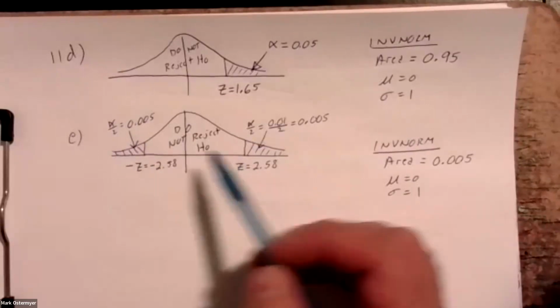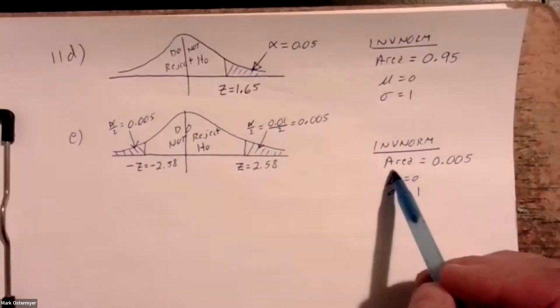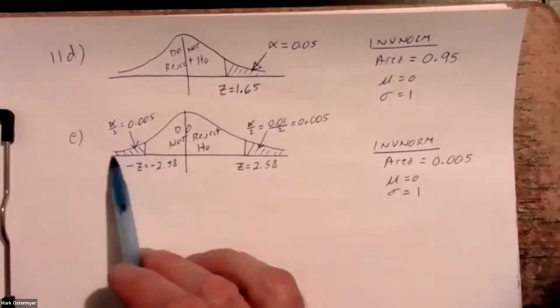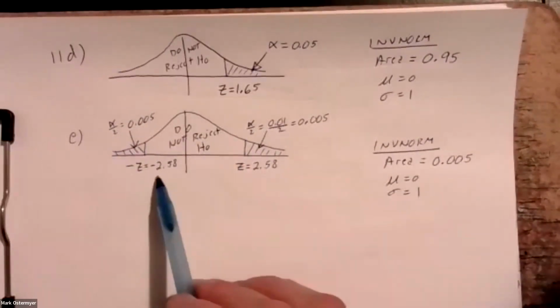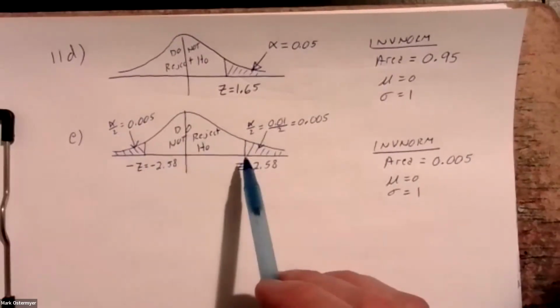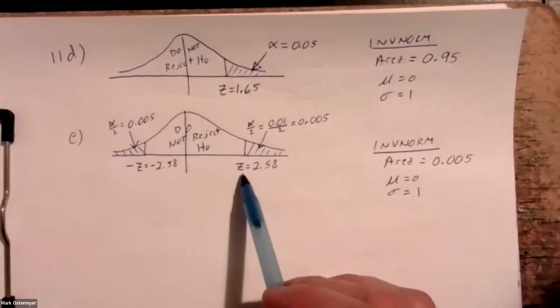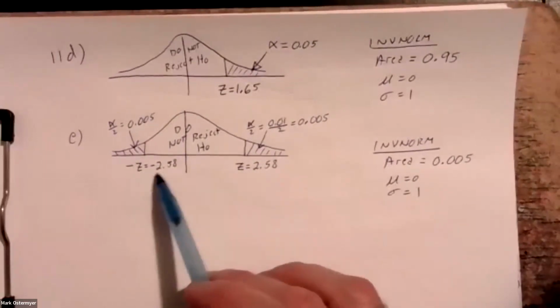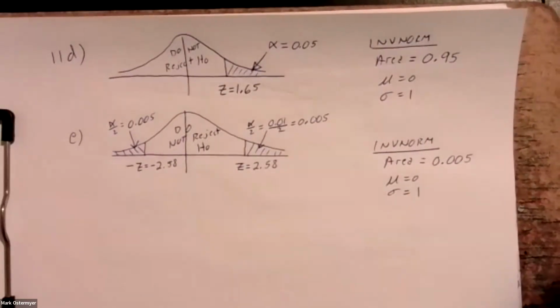To find the critical Z values, I use my inverse norm and I typed in this area to the left of the lower critical Z value, 0.005, and it gives me negative 2.58. And therefore, by symmetry, the upper tail rejection critical Z value would be positive 2.58. Did we get these two critical values for that problem? Are we understanding how we're computing these critical Z values here for various tests? Yep. All right.